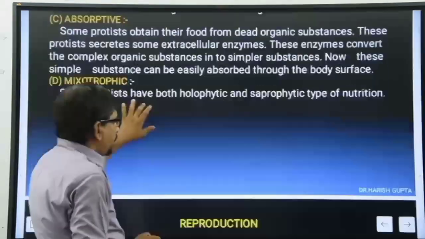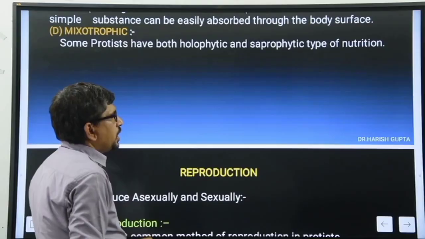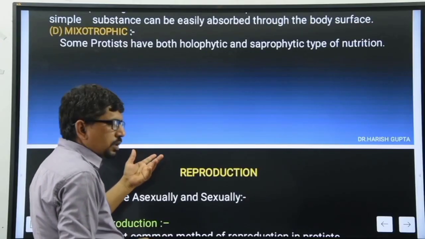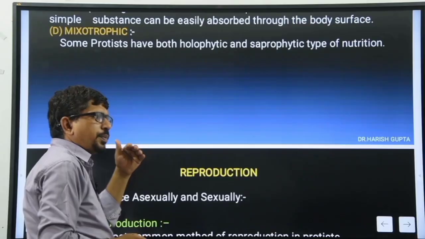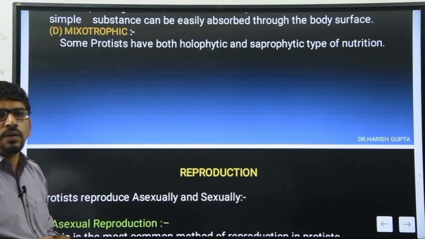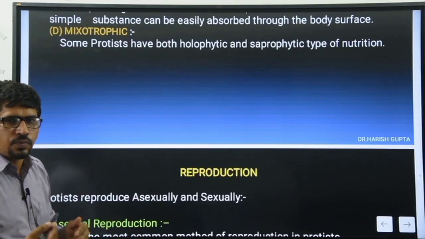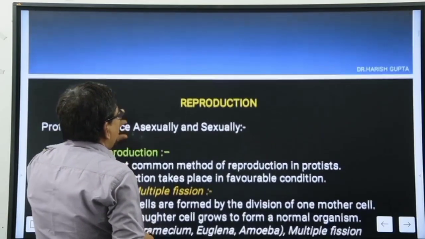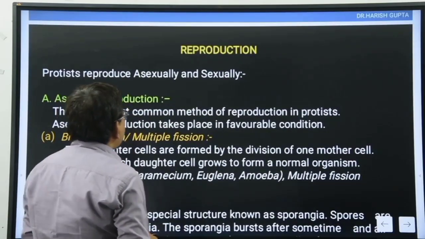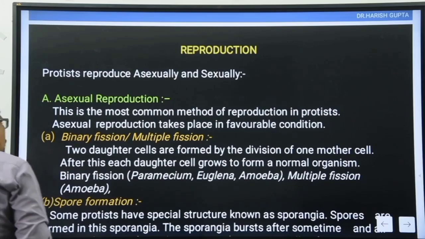Clear? This question has also come, children: which kingdom represents the maximum diversity for the nutrition, for the food absorption? The answer is Protista. Clear? Next we move on to reproduction.